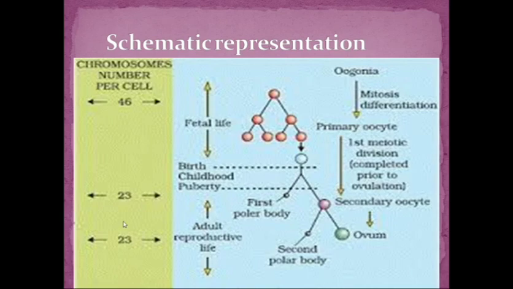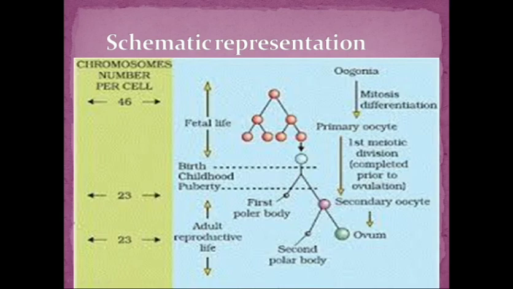So once again, first oogonia will be formed within the fetal ovary. Millions of oogonia will be formed, and these oogonia undergo the first meiotic division, that is only prophase 1 of the first meiotic division, resulting in the formation of primary oocytes. This primary oocyte later completes the first meiotic division, which is unequal, resulting in a small cell called the first polar body, and a large cell called the secondary oocyte. The primary oocyte has 46 chromosomes and the secondary oocyte has only 23 chromosomes.